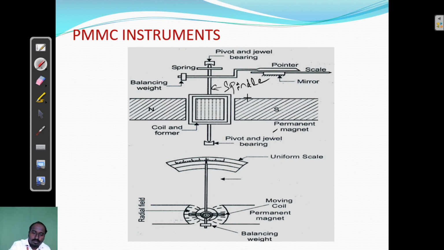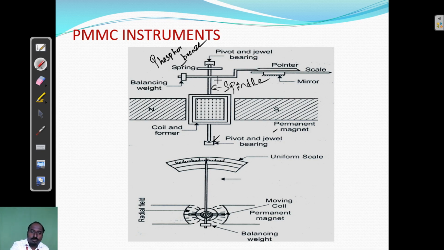The spindle is connected on a pivot and jewel bearing. The reason they are connected in the pivot and jewel bearing is to make it rotate easily and freely. Then there is a spring above it. The spring is made up of phosphor bronze material. The spring also provides suspension, and it also acts as a current carrying element. It carries the current to the moving coil.